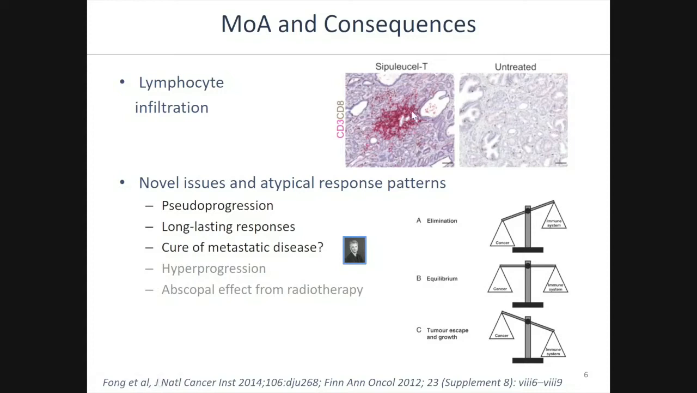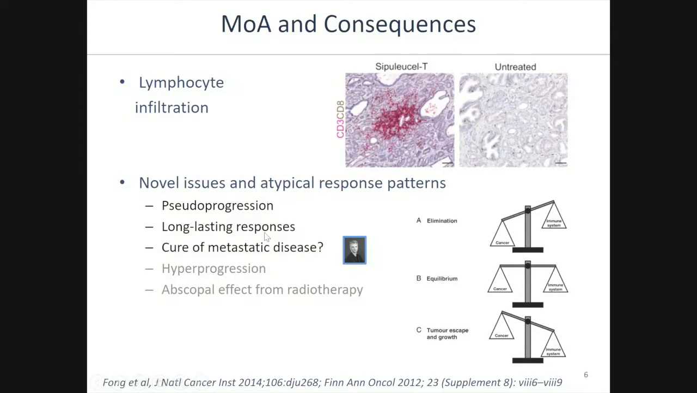So it's well known that the anti-tumor effect depends on infiltration of the tumor by killer lymphocytes and other types of effector immune cells. This is just immunohistochemistry showing patients in a clinical trial where they could be untreated or treated with a specific immunotherapy agent. This is prostate cancer, and when there is lymphocyte infiltration, there is a chance for a response, and this is probably underlying some of the issues that we'll discuss from now on.